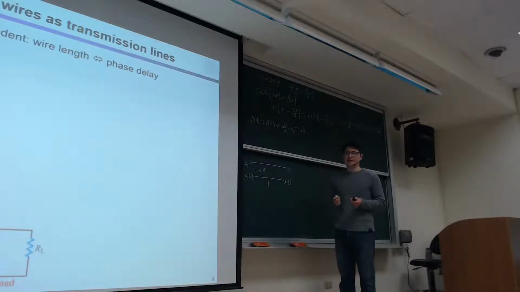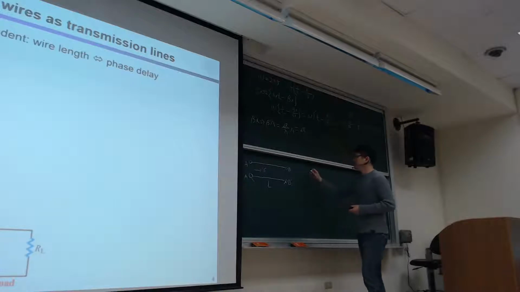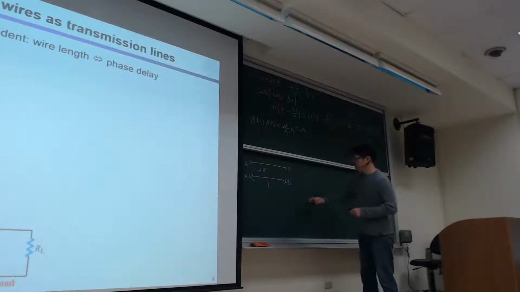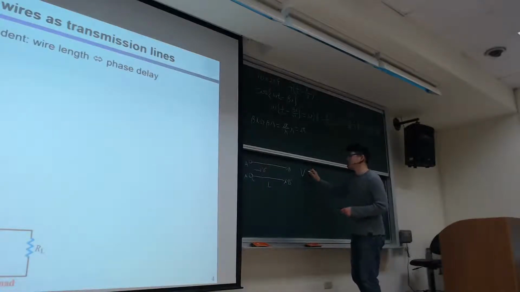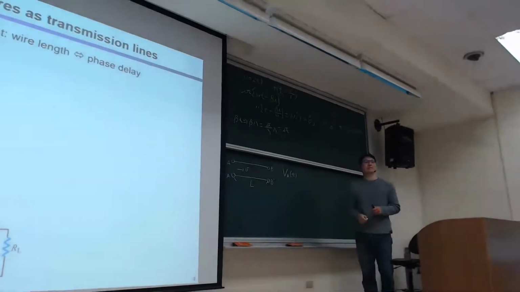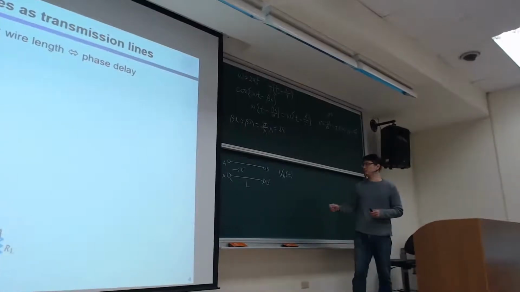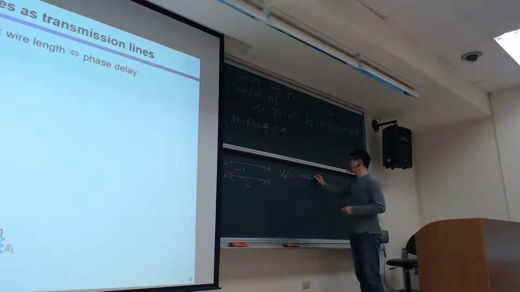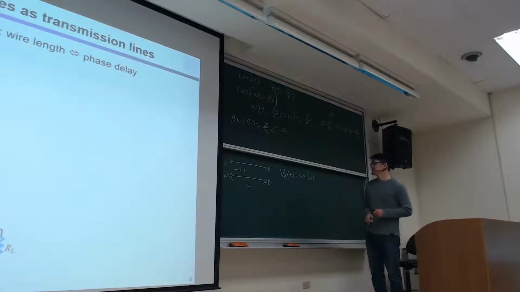So now I have to ask a simple question. If I know my V, let me use the capital letter V, okay, to stand for voltage. If I send in some kind of voltage in the form of cosine omega t, okay?